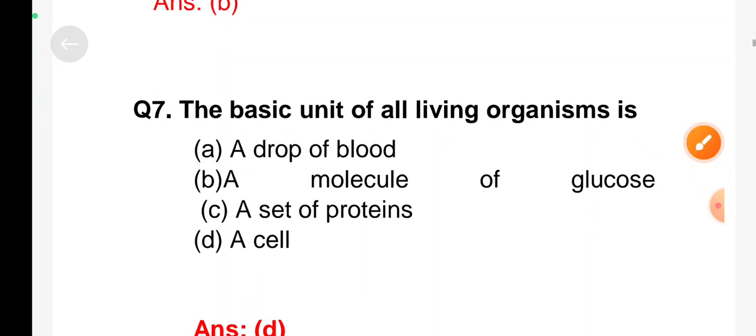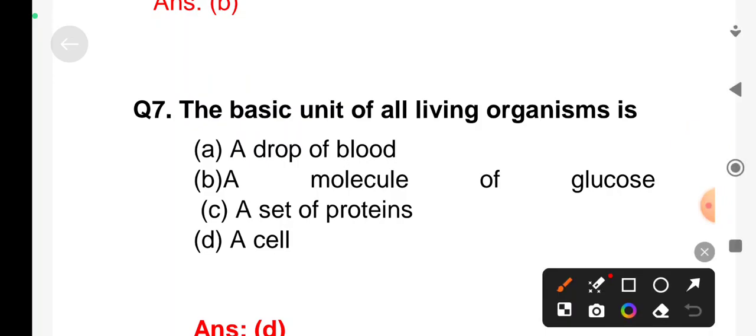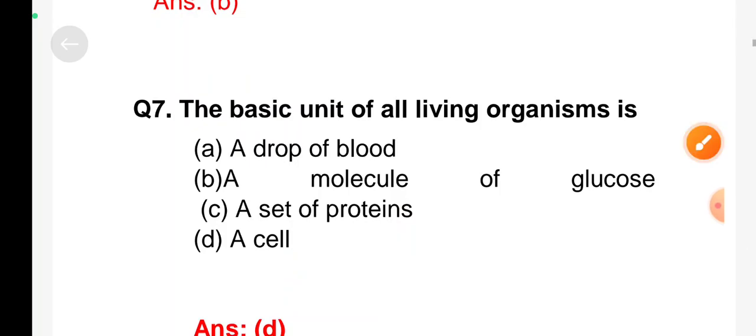Next question. The basic unit of all living organisms is option A, a drop of blood. Option B, a molecule of glucose. Option C, a set of proteins. Option D, a cell. Right answer is option D, a cell.